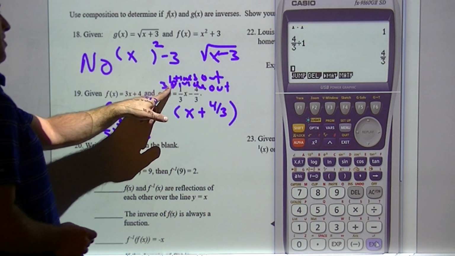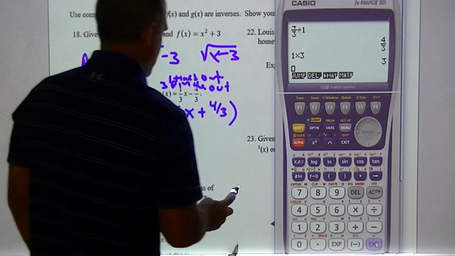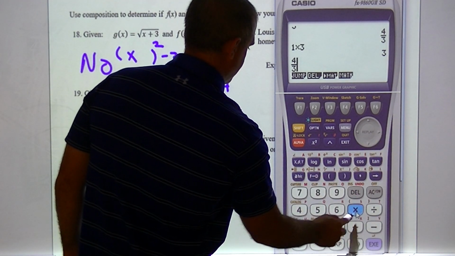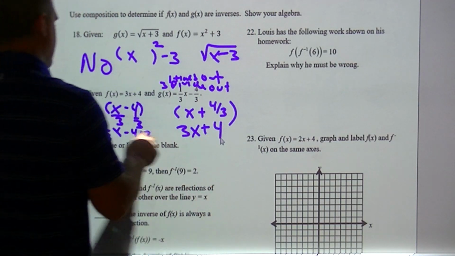Okay, now 3 times, so I want to multiply those by 3. 1 times 3, which would be 3. 4/3 times 3, which would be 4. So 3x plus 4. So that answer is yes.